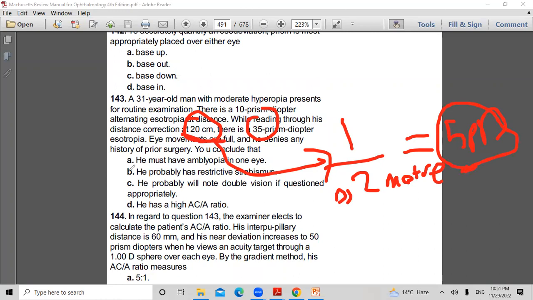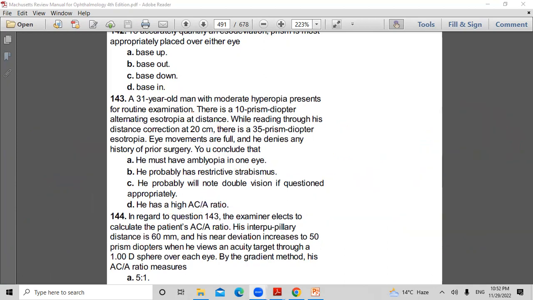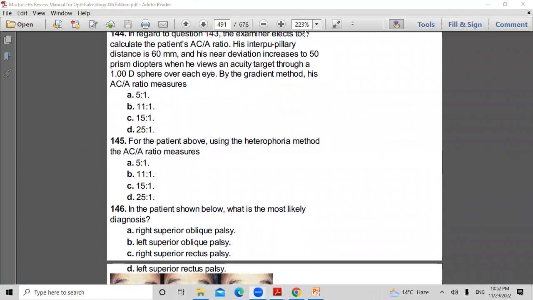So this is again for the heterophoria, not the gradient, not with the glasses. 35 minus the distance 10, you divide it by 5, so it will equal 5. Then you will add the pupillary distance. How much is the pupillary distance? The pupillary distance should always be in centimeters. Here they give you the pupillary distance as 60 millimeter. 60 millimeter will equal 6 centimeter. So 5 plus 6, how much will it equal? It will equal 11 ACA ratio. So by the heterophoria method, it will equal 11 over 1.